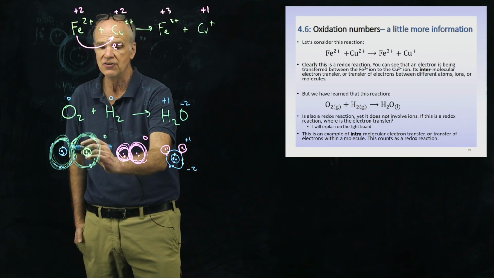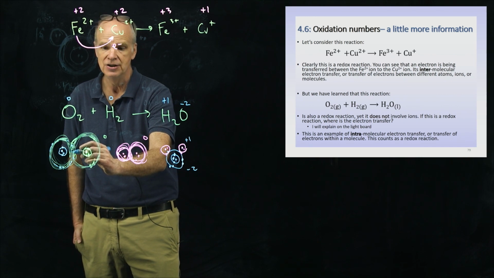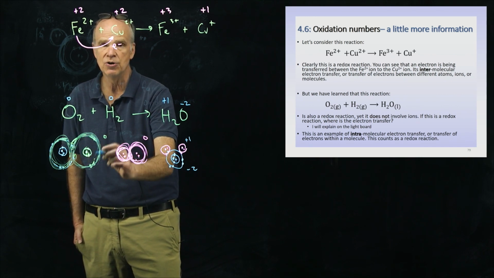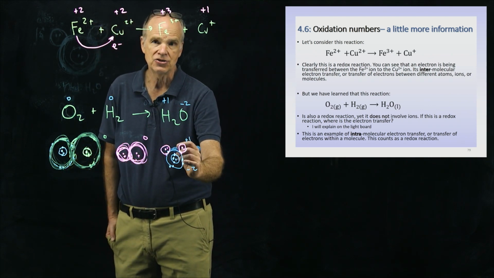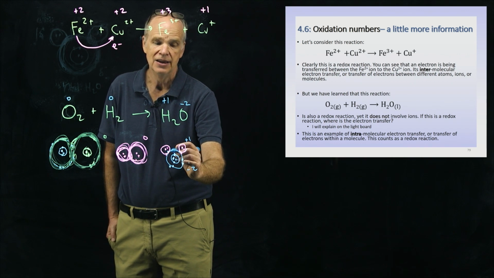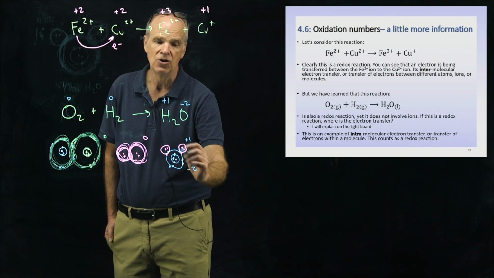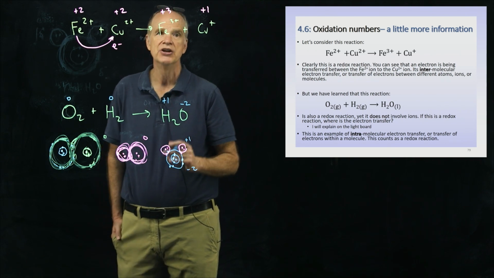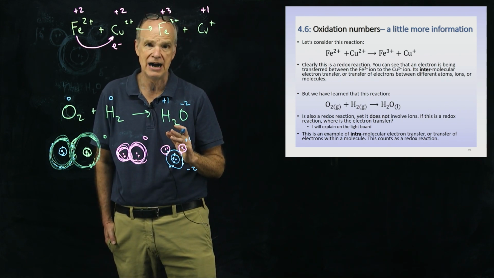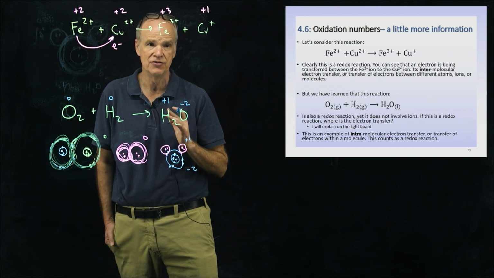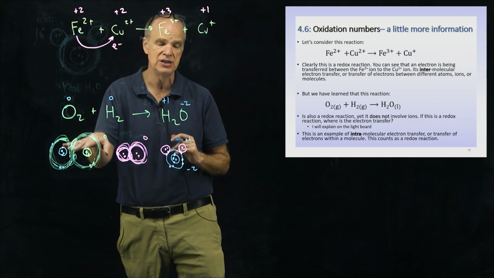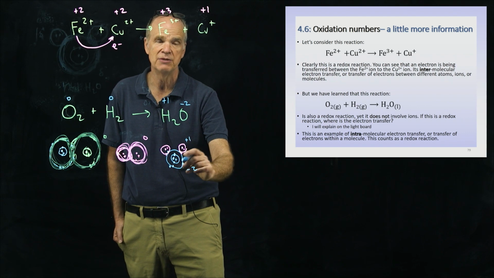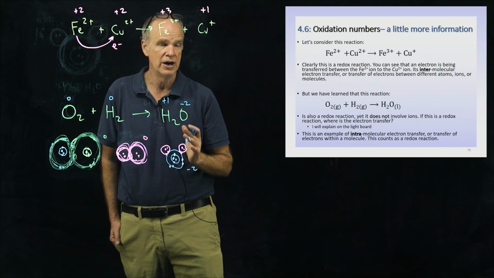So here, this pair of electrons in molecular oxygen is spending equal amounts of time going around these oxygen atoms. But in water, the electrons in the bonds are no longer doing that. Instead, they're spending a lot more time going around oxygen than these hydrogen atoms. And so we do have a redox reaction, and it's because we do have a change of the disposition of electrons. Here on the reactant side, they're equally shared between the atoms. Here on the product side, they spend more and more time around one atom than the other.